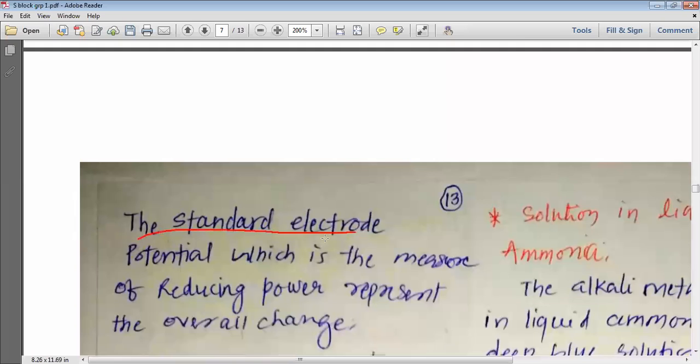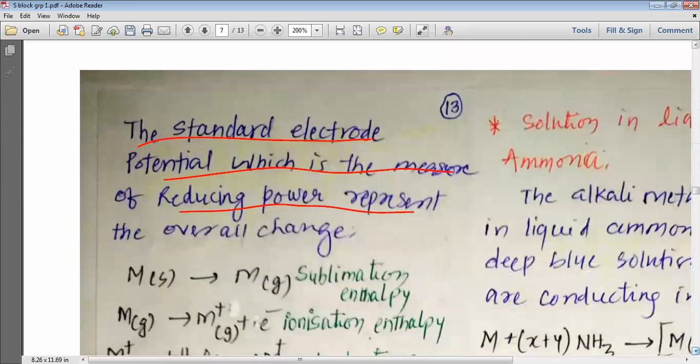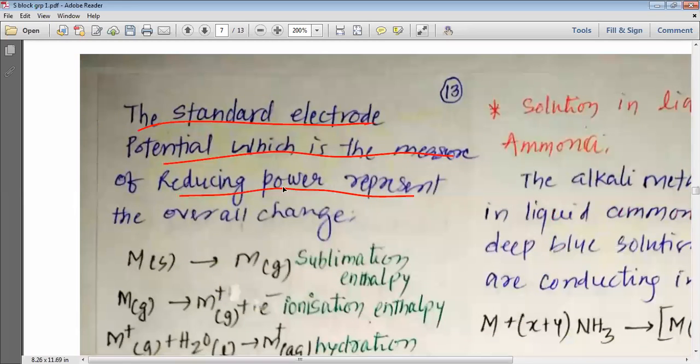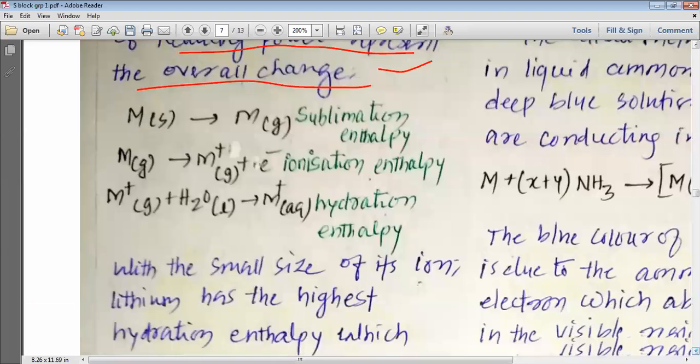The standard electrode potential is the measure of reducing power, which represents the overall change. So if we move forward and understand M solid giving M gas, the energy for this reaction is known as the sublimation enthalpy.